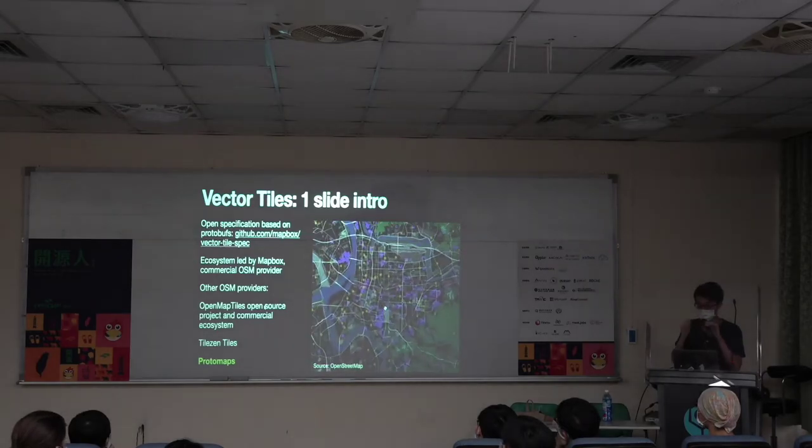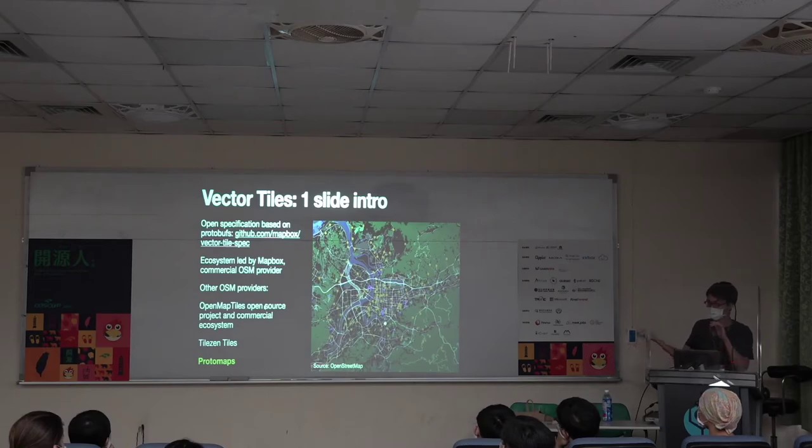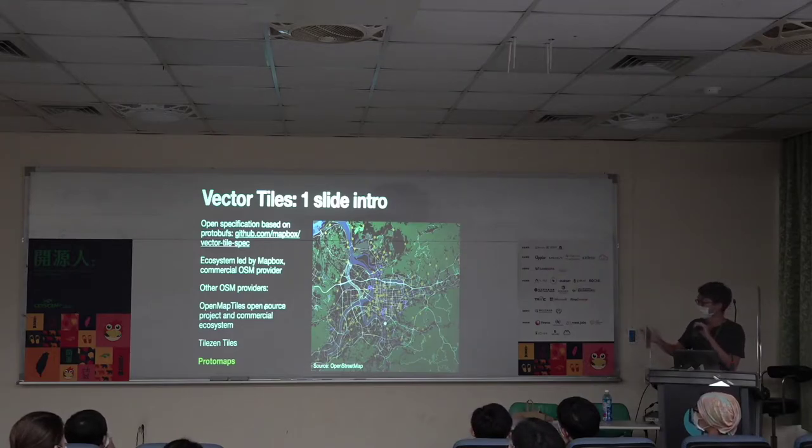Vector tiles, one slide intro. You send only the data instead of an image in that tile format. It's an open spec based on protocol buffers. And the ecosystem is largely made by a company called Mapbox. They have a lot of really great sort of open source tooling around vector tiles. There's other OSM providers. There is an ecosystem around a project called Open Map Tiles, one called Tiles, and also Protomaps, which is the project I'm working on now.